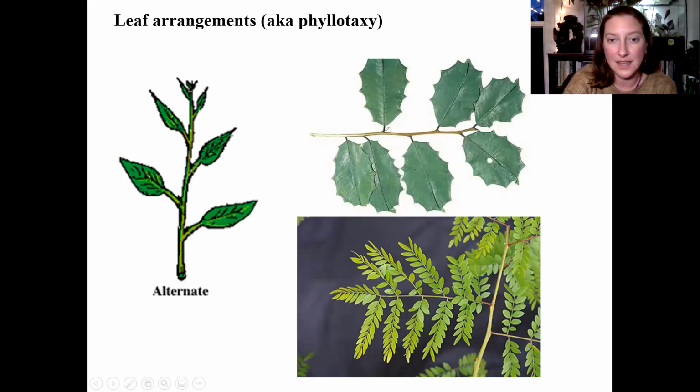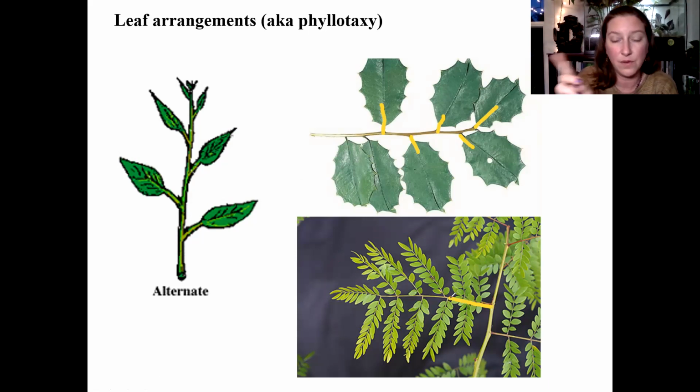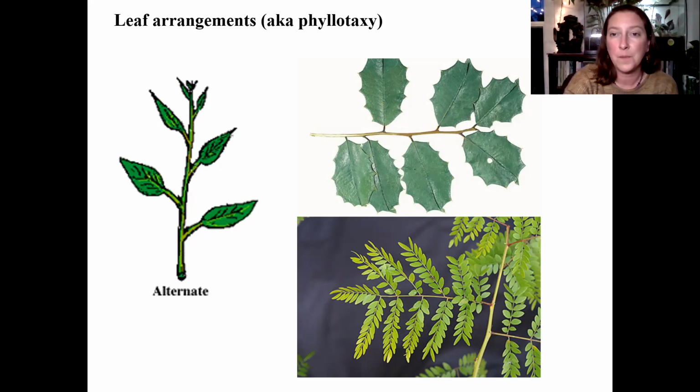See, this leaf is here, and there is no leaf opposite it. The next one is on the other side, right? It alternates what side it's on. Down here, this whole thing is one leaf. It's a compound leaf. And look, it's coming out this way. There's no leaf opposite it. So this one is alternate as well. Alternates. Boom, boom, boom. Okay.